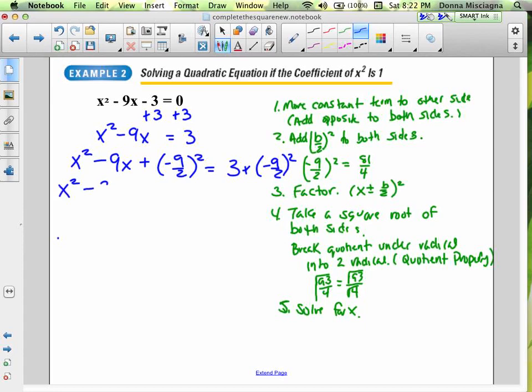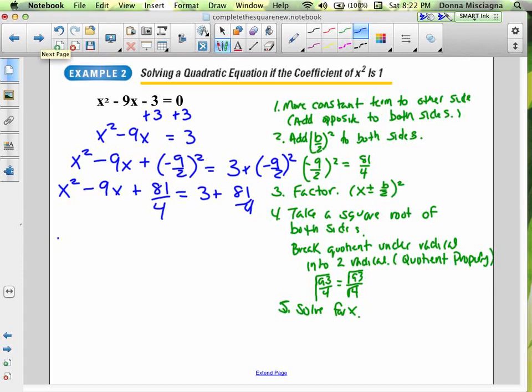X squared minus 9x plus, all right, I'm not gonna simplify 9 divided by 2. That doesn't reduce. So I'm just going to square both parts of the fraction. So negative 9 squared is 81, and 2 squared is 4. So 81 fourths is b divided by 2 squared. We just have to add it to both sides. So 3 plus negative 9 divided by 2 squared is going to be 81 fourths.